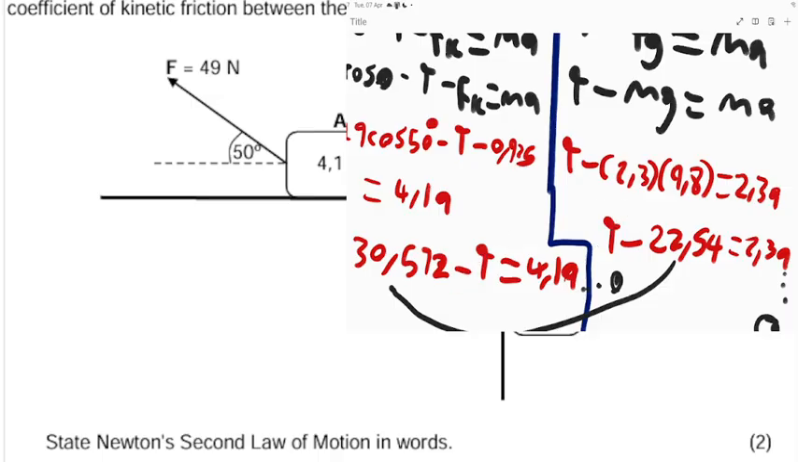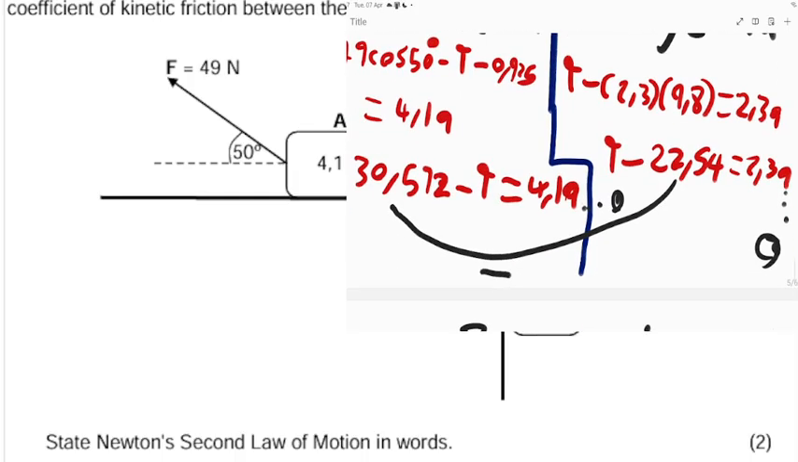Minus 22,54 is equal to 2,3a. On the other side, I get 49 cos of 50 degrees minus 0,925 is equal to 30,572 minus tension, which is equal to 4,1a. Then this will be my equation 1, and this will be my equation 2.